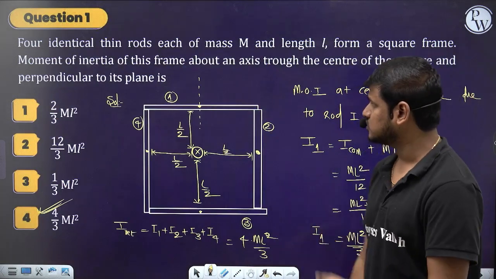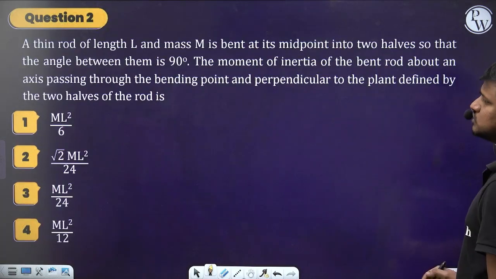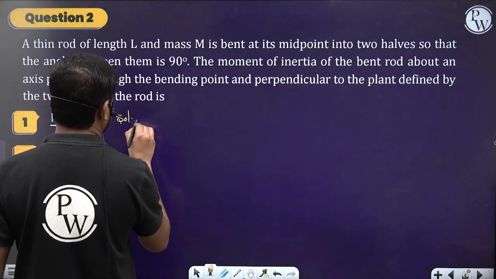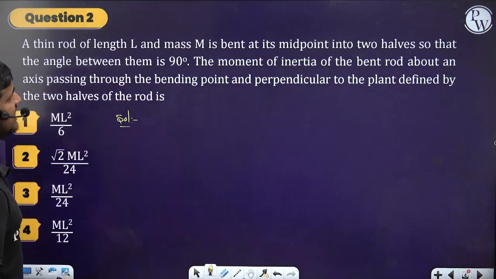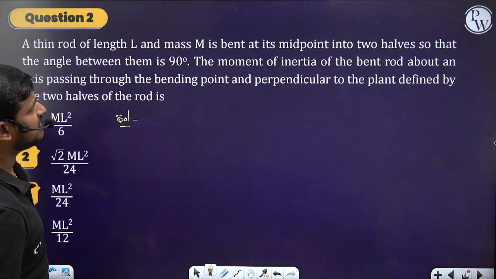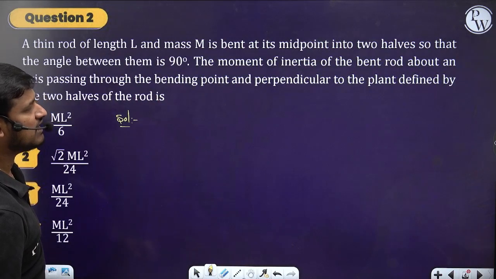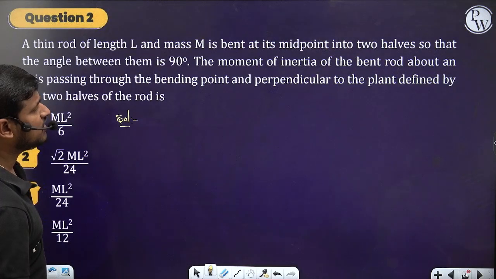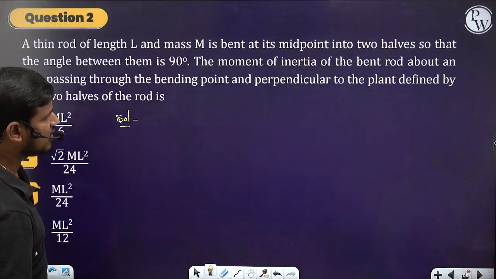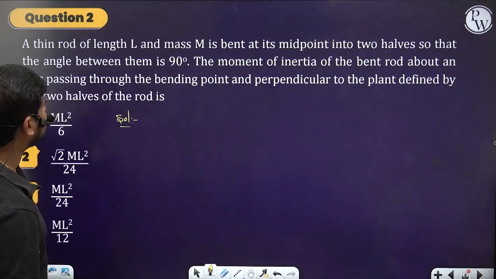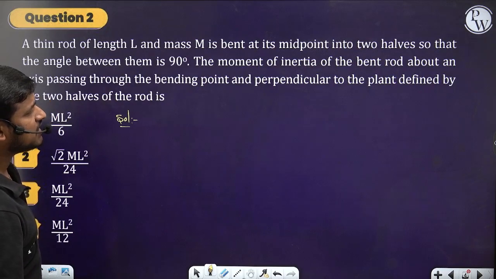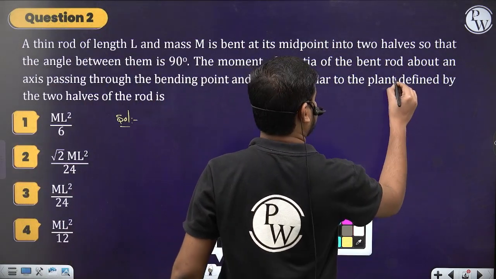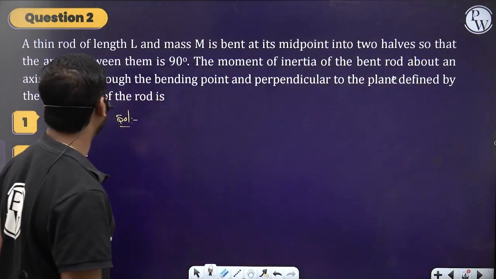Clear? Simple question. So let's move on to the next question. What does the question say here? A thin rod of length L and mass m is bent at its midpoint into 2 halves so that the angle between them is 90 degrees. Now find the moment of inertia of the bent rod about an axis passing through the bending point and perpendicular to the plane, the plane defined by the 2 halves of the rod.